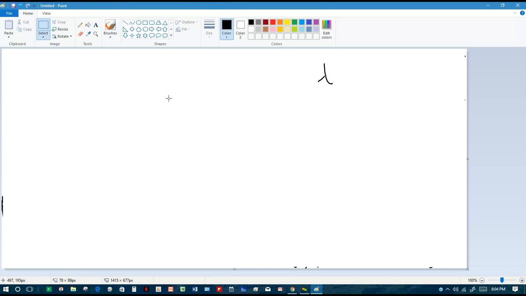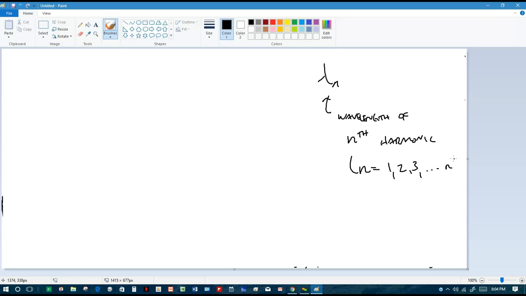So the wavelength of the nth harmonic, I will write it in. Wavelength, where n can be any integer number, 2, 3, up to n, or up to capital N. But note that n cannot be equal to 1.2 or 3.67. They have to be integers.